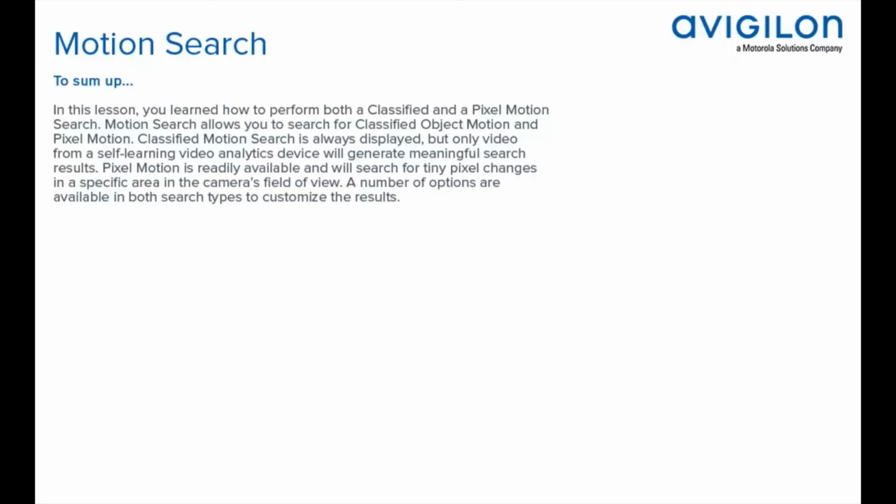To sum up, in this lesson, you learned how to perform both a classified and pixel motion search. Motion search allows you to search the classified object motion and pixel motion. Classified motion search is always displayed, but only video from a self-learning video analytics device will generate meaningful search results. Pixel motion is readily available and will search for tiny pixel changes in a specific area in the camera's field of view. A number of options are available in both search types to customize the results.